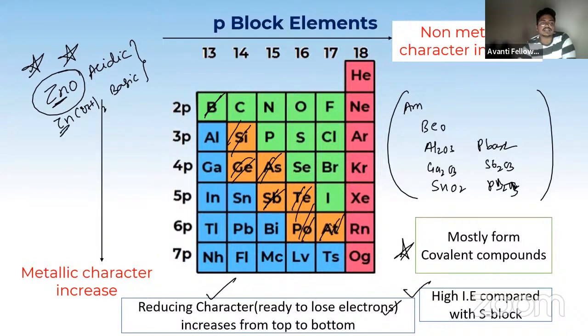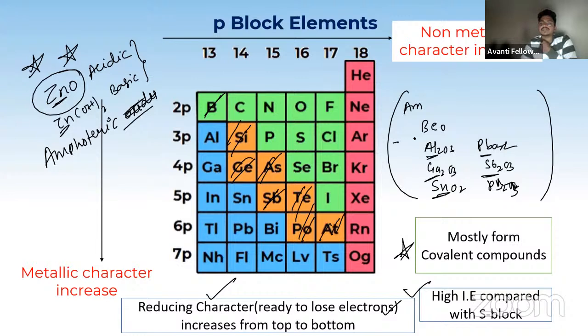So the elements which exist in both acidic and basic form are called amphoteric oxides, or amphoteric compounds, or amphoteric elements. Amphoteric means they can act as both acidic and basic in nature. Simultaneously, these are the elements which usually form acidic and basic compounds. Stannous also forms, lead also forms, tin is also going to form. So these are very, very most important for your examination.